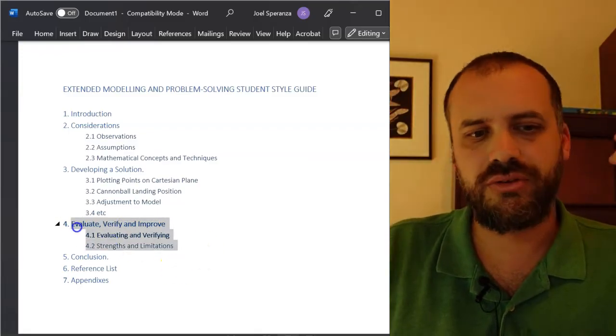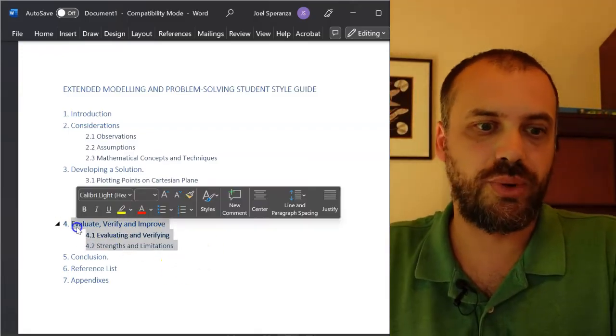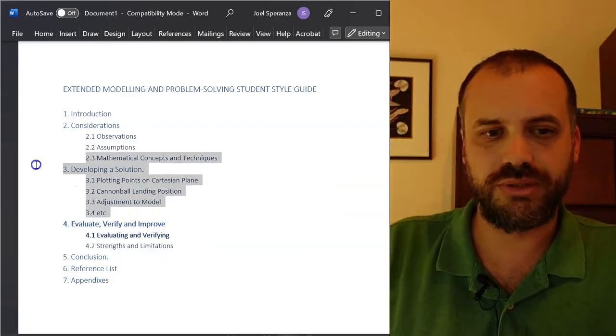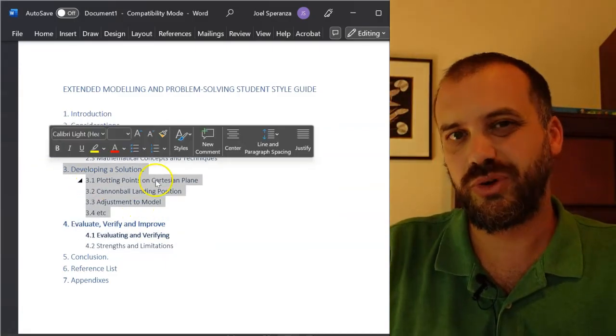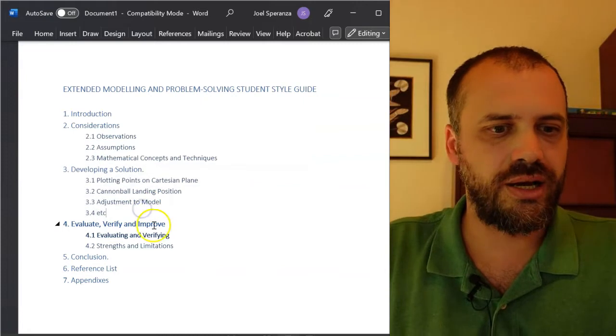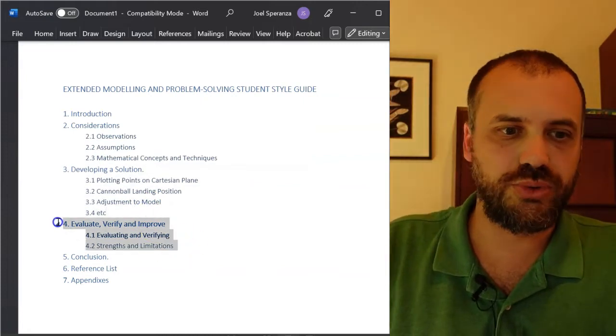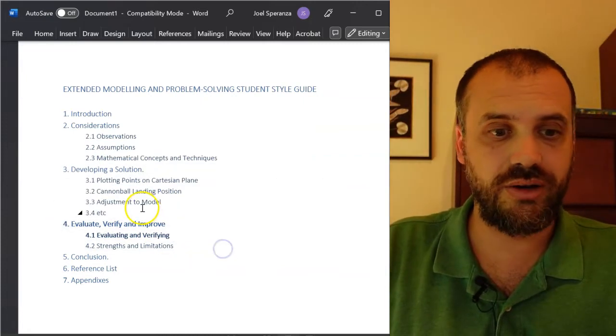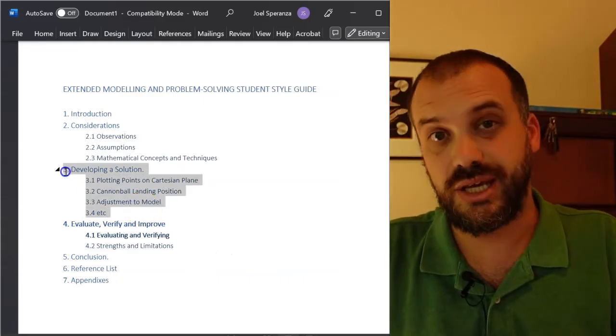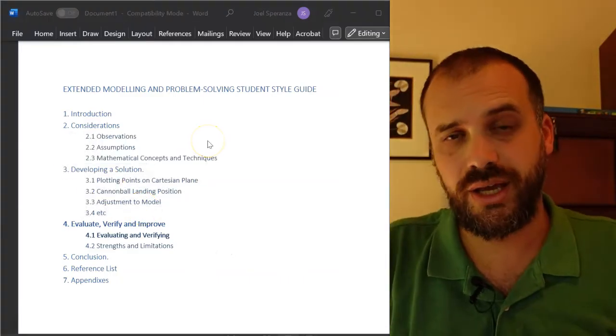This section here is worth 5 out of the 20 marks. It's worth almost as much as this section here, which is worth about 7-ish marks. So you should be putting almost as much work into this section as you are into this section, I think. So let's figure out how we can achieve that.